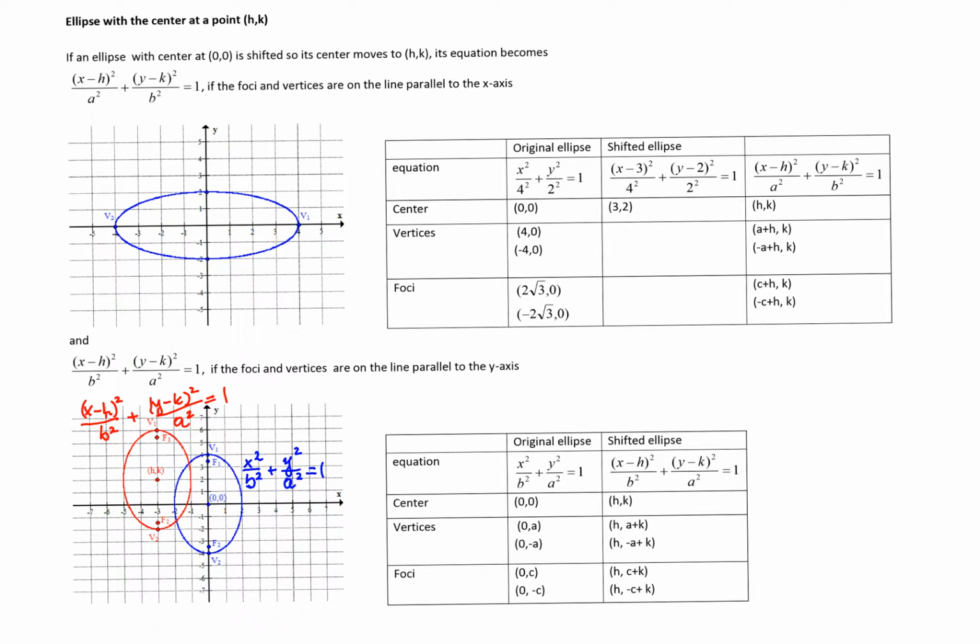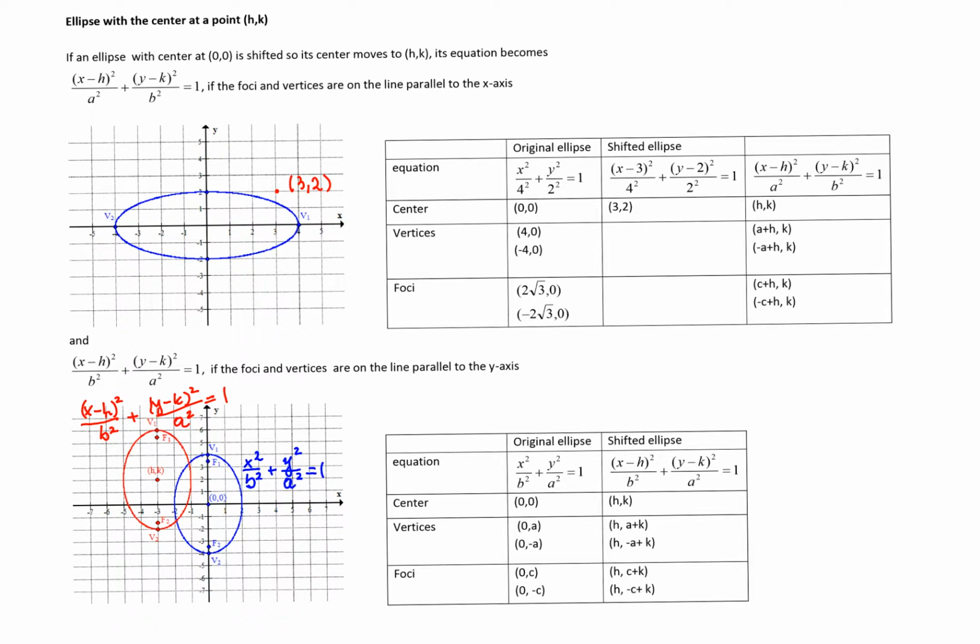That ellipse has the equation x squared over 4 squared plus y squared over 2 squared is equal to 1. The center is at (0, 0). The vertices are at the points (4, 0) and (-4, 0), and we can compute the foci, and they are at the points (2 square root of 3, 0) and (-2 square root of 3, 0).